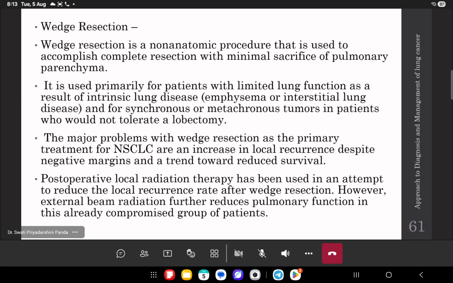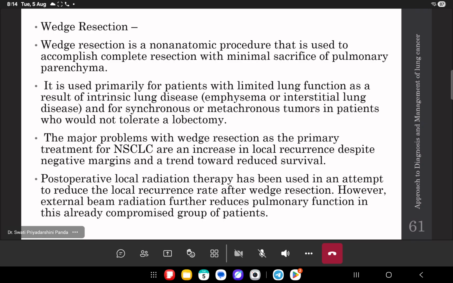It is used primarily for patients with limited lung function as a result of increasing disease, emphysema or ILD, and for synchronous or metachronous tumors in patients who would not tolerate the lobectomy. The major problems with wedge resection as a primary treatment for non-small cell lung cancer are an increase in local recurrence despite negative margin and a trend towards reduced survival.